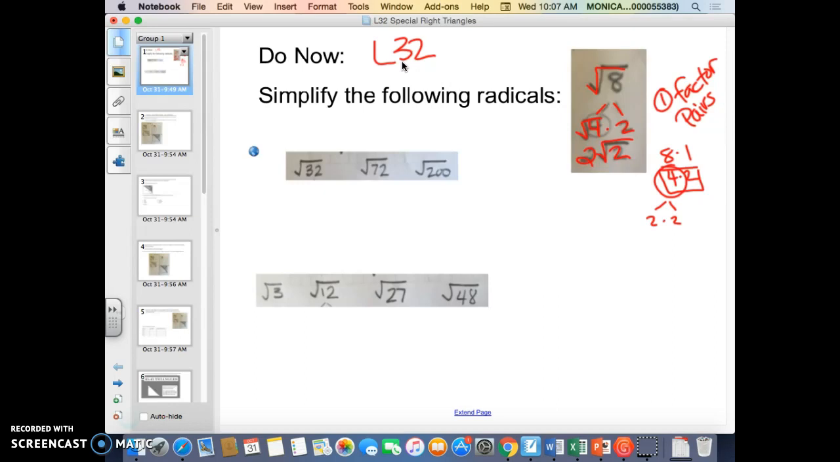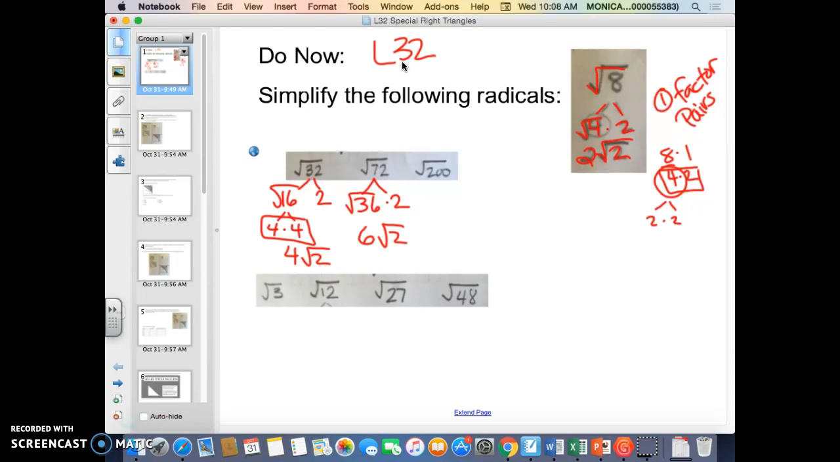So let's do another one together. If we're looking at the square root of 32, I know that it's 16 times 2, and then 16 I know is 4 times 4. Because it's a perfect square, the 16 is going to come out as 4, and the 2 is going to be left behind, because the square root of 16 is 4. So the square root of 72, again, I know this is 36 times 2. If I take the square root of 36, I get 6, and I'm left with 2 in the radical.